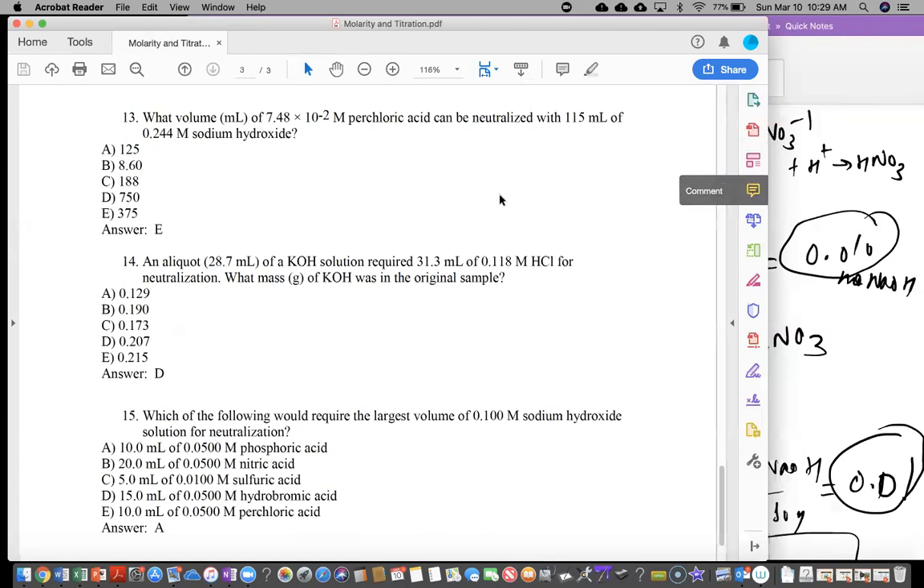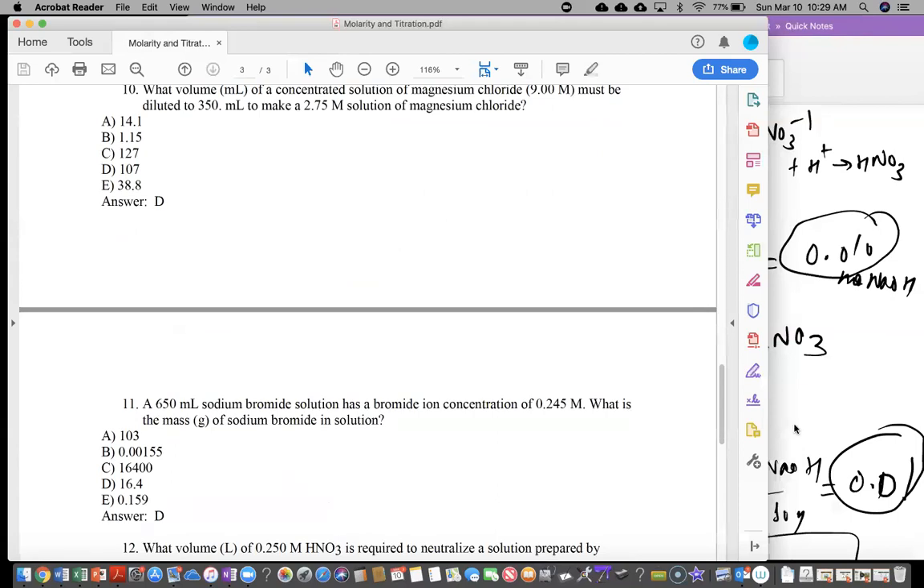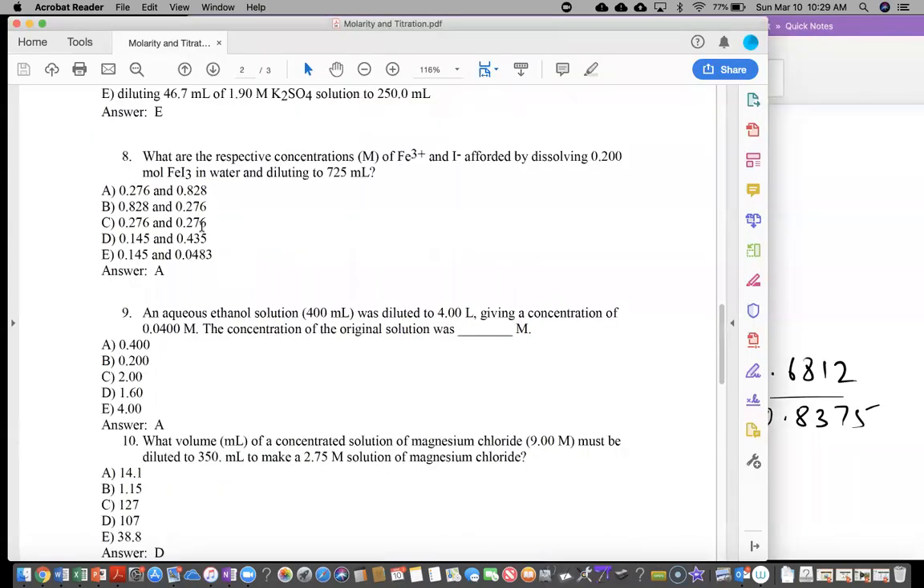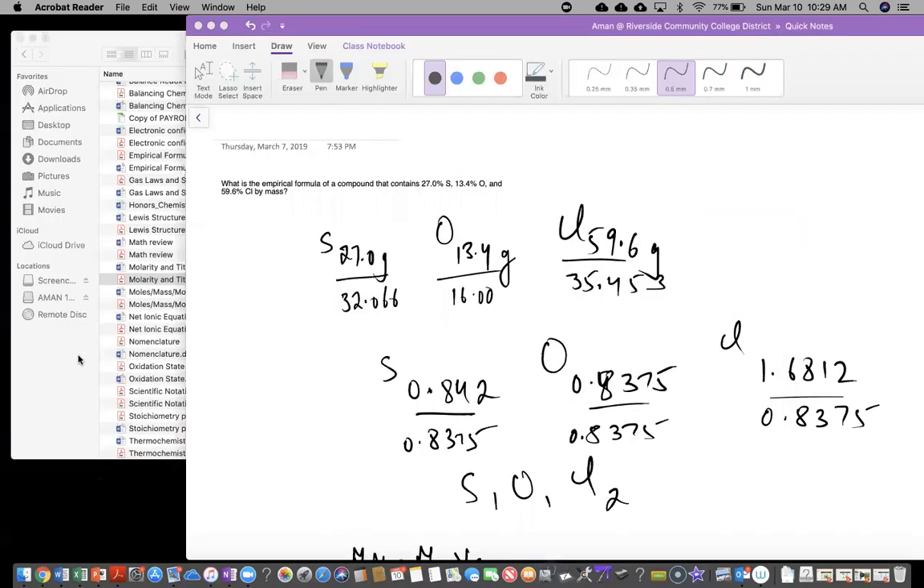Can you do an example of mass percent? Sure. We did one. I'll go to the. No, that was actually empirical. Mass percent composition.